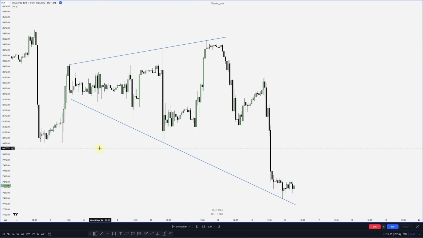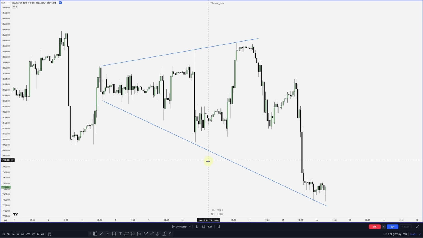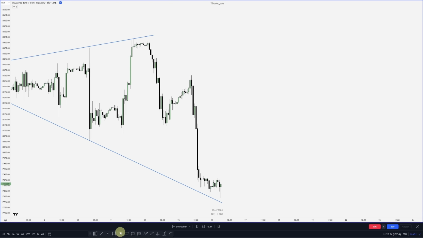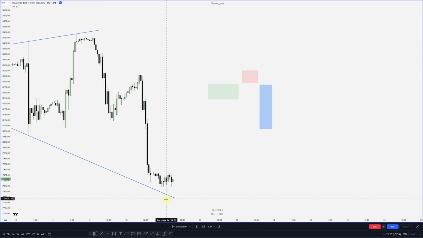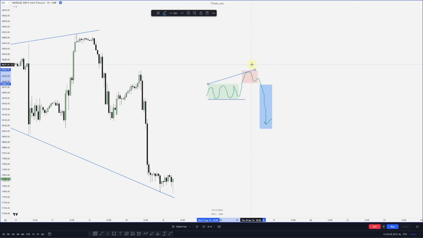So I showed you how I like to pair it with SMT on the edges of the range and use it as targets. What else do I like to combine it with? I like to combine it with the power of 3. And let me explain that. So here we have a power of 3 diagram. You can see we have accumulation, manipulation, and then we get distribution, right? So think about this in terms of a broadening formation. We have a consolidation range, right? We take out one side of the range. If we fail to break out of the range, where are we likely to go? The other side, right? Forming a broadening formation.